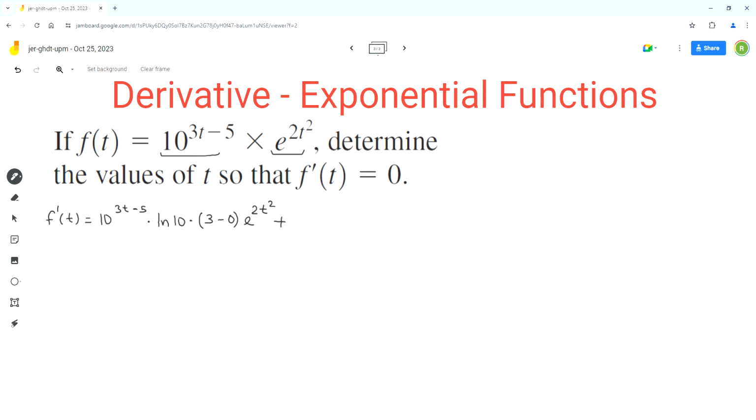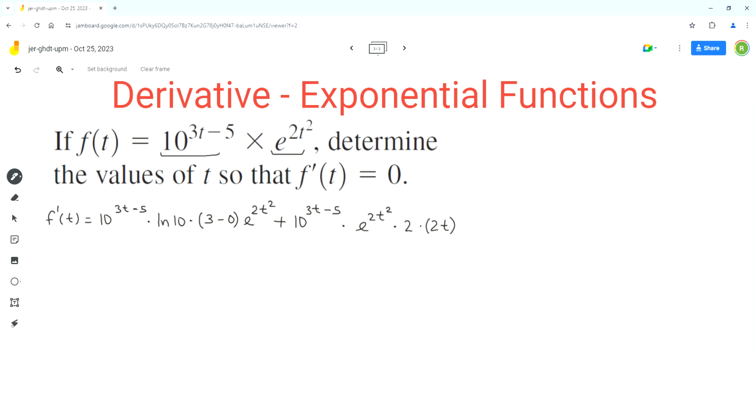plus the first function times the derivative of the second function. Now the second exponential function has the base e, so the derivative will be the e term itself times the derivative of its exponent, and the exponent is 2t squared. So in the exponent, 2 is the coefficient of the term, so it will stay as it is, and the derivative of t squared as per power rule is 2t.